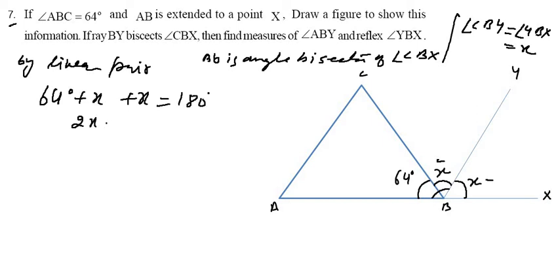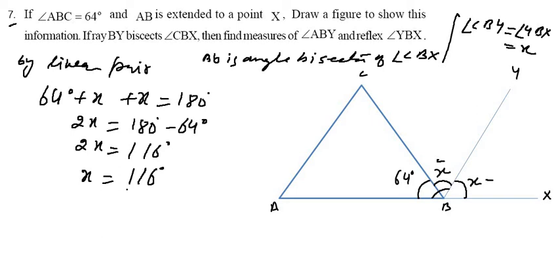So here 2X is equal to 180 degree minus 64 degree. So 2X will be equal to 116 degree. So X will be equal to 116 degree divided by 2. So 2 5s are 10 and 2 8s are 16. So X will be equal to 58 degrees. But we want to find the measure of which angle? Then find the measure of ABY.